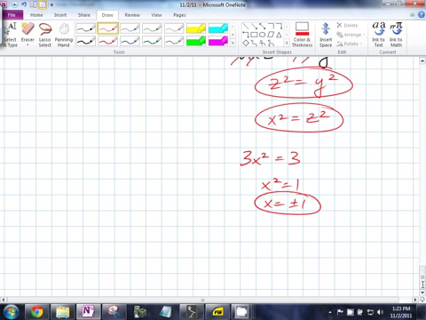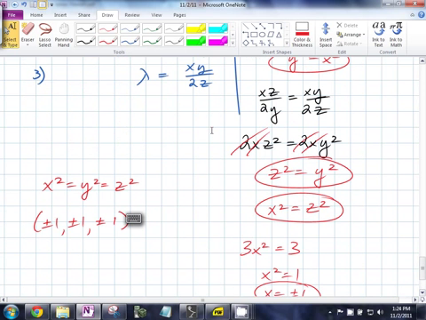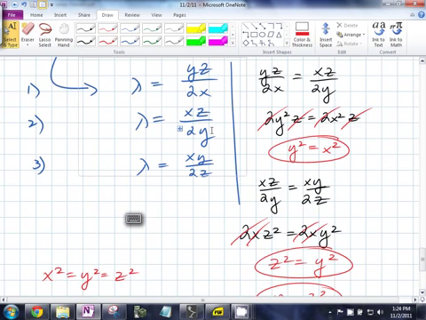Because x squared equals y squared is equal to z squared. Yeah, so we have plus or minus 1, all of these, and plus or minus 1. There it is. So how do you maximize this? What are we trying to maximize? x times y times z, right? So you want to make it positive. We're trying to maximize x times y times z.